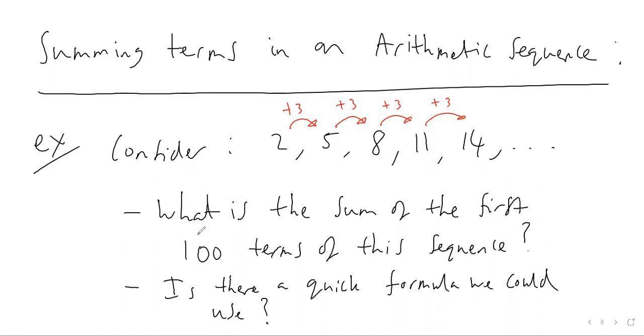So let's say you get a question which says, what is the sum of the first 100 terms of the sequence? So let's say you want to do 2 plus 5 plus 8 plus 11 plus 14 and so on up to your 100th number. How could you work that out? And is there a quick way or a quick formula we could use to actually work that sum out?